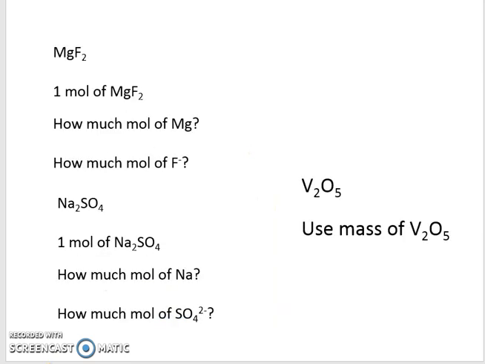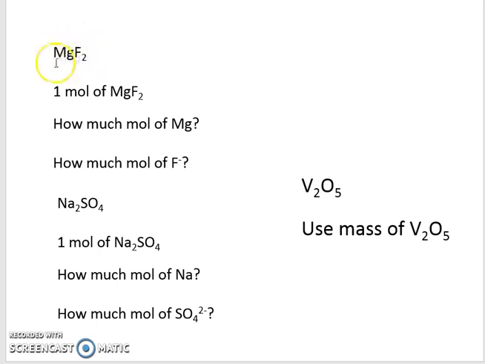Just a reminder of some basic chemistry which you should be familiar with from chemistry 1. If you've got magnesium fluoride and you've got 1 mole of this compound, how many moles of magnesium do you have? In this compound, you can see there's just 1 magnesium. Therefore, you have 1 mole of magnesium.